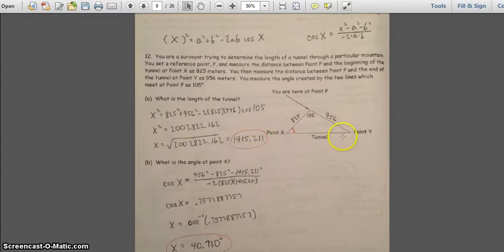And this is the length of the tunnel. And then for letter B, it says what is the angle at point X? So they want this angle. That means that from this formula, the side opposite the angle I'm looking for will always go first. So in this case, they want that guy there.